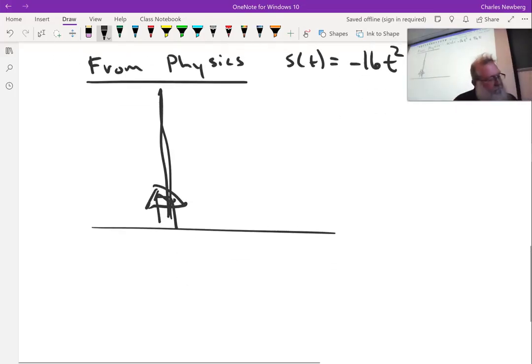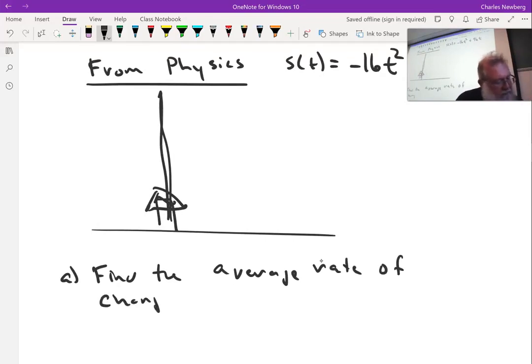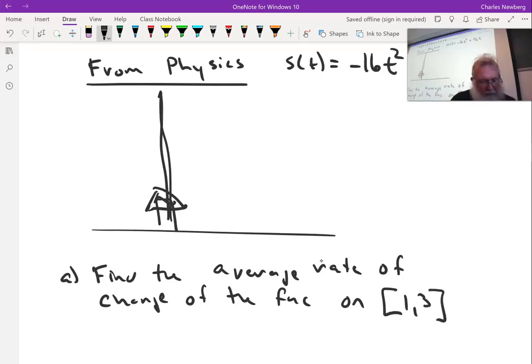Okay. Let's find the average rate of change of the function on the interval 1 to 3. I'll give you a chance to get that caught up. If you do not have a calculator or want to play along, you may come grab a calculator.